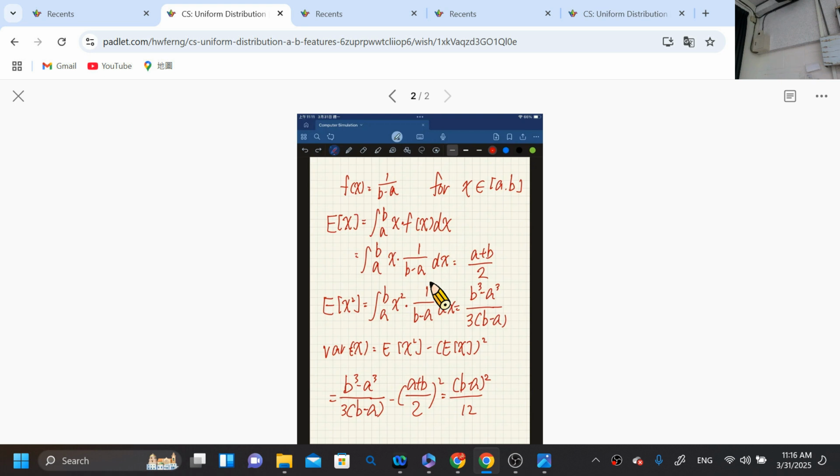So let me make sure your name in English. Jerry. So Jerry mentioned we have a PDF. Then we follow the definition for first moment and second moment. And so we follow the property of variance. Then we can have the derivations.